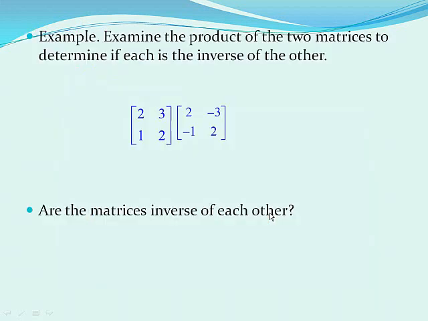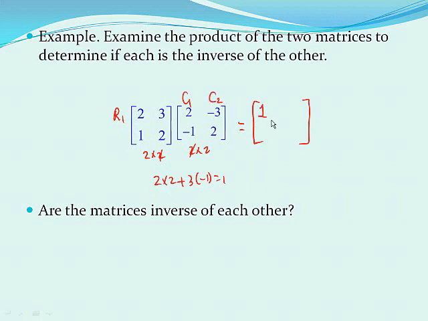Here is an example. Examine the product of the two matrices to determine if each is the inverse of the other. So here we have a 2 by 2 matrix with another 2 by 2 matrix, getting the product to be another 2 by 2. Let's calculate this. If I take the first row and multiply with the first column, I'm going to get 2 times 2 plus 3 times negative 1. So that comes out to be 1. Go to the second column, first row. That will be 2 times negative 3 plus 3 times positive 2, which becomes 0.